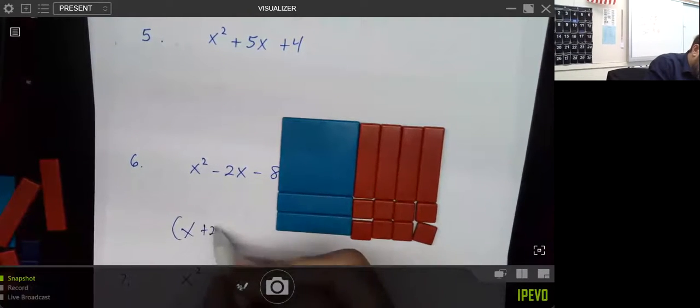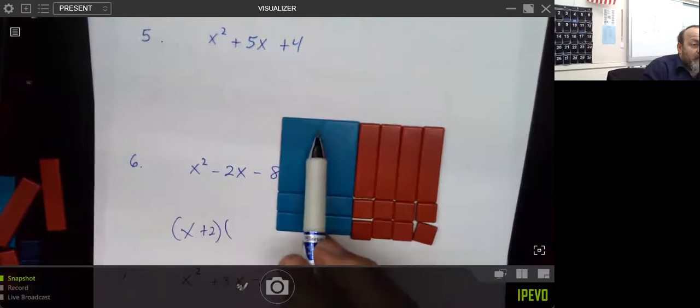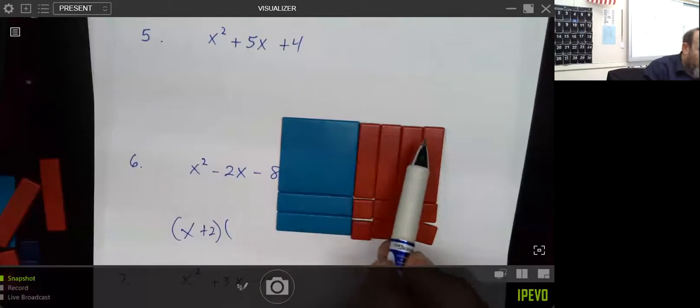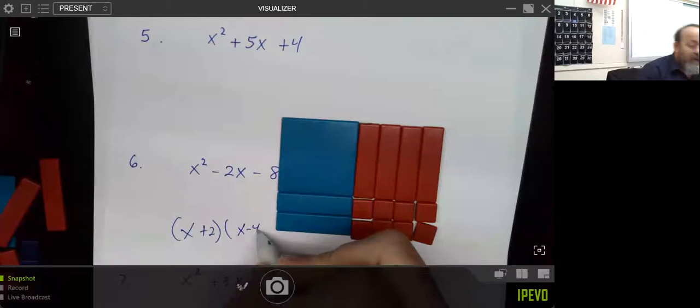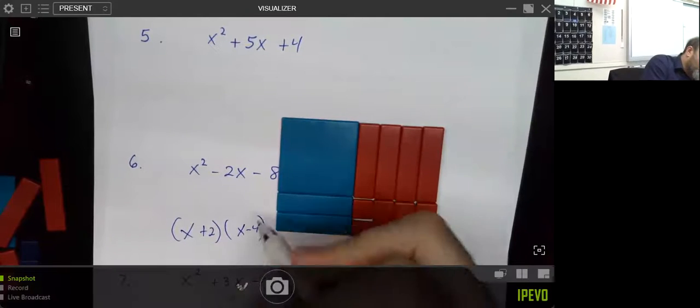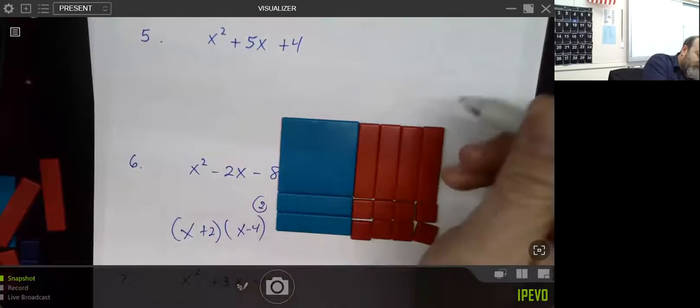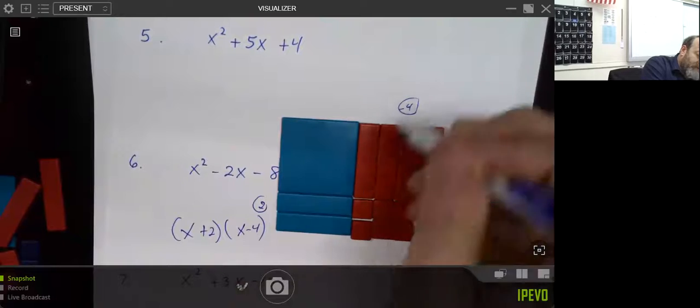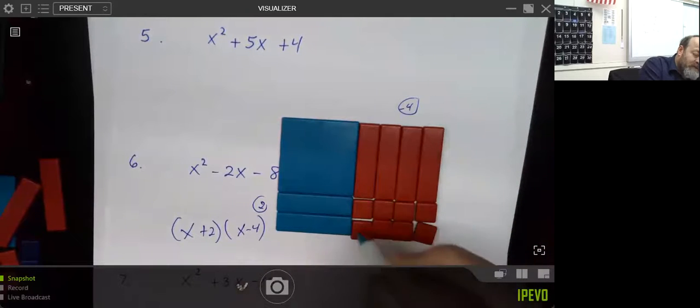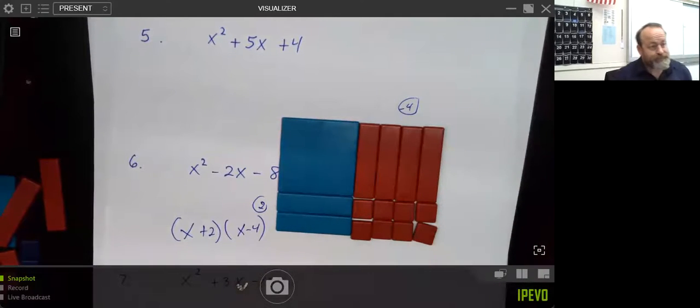Remember, the blues are positive. And this is x minus 1, 2, 3, 4, x minus 4. And that actually worked, and that's okay because a positive 2 right here times a negative 4 right here, positive 2 times negative 4 is negative 8.